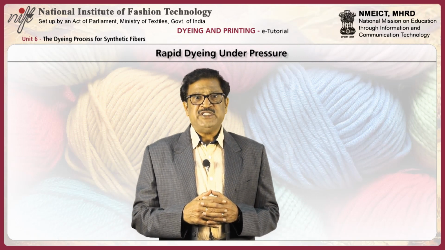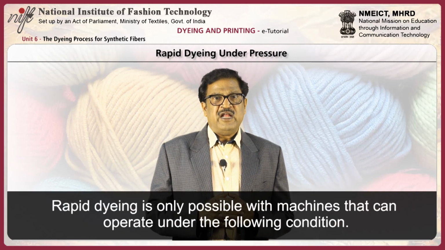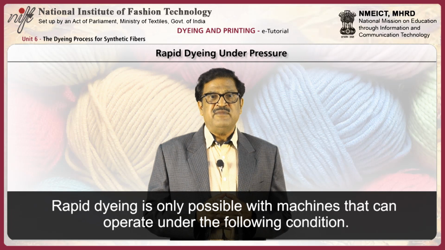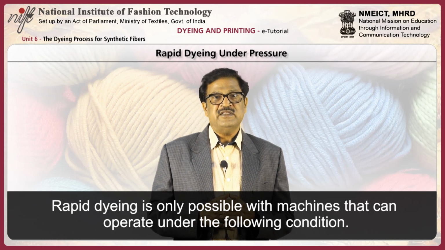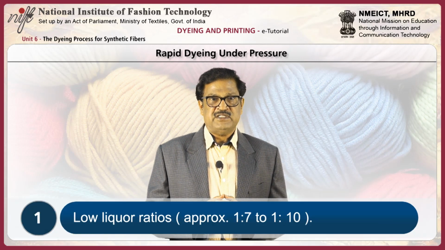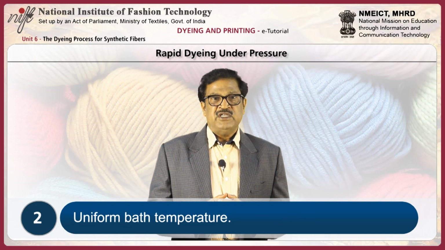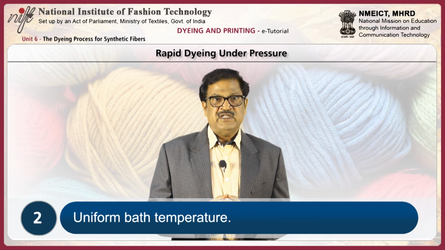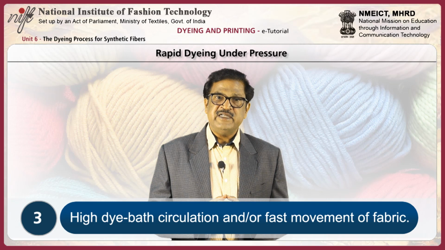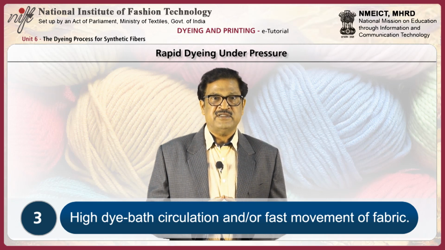Rapid dyeing under pressure of polyester fiber. Rapid dyeing is only possible with machines that can operate under the following conditions. First, low liquor ratios, approximately 1:7 to 1:10. Second, uniform bath temperature. Third, high dye bath circulation and/or fast movement of the fabric.